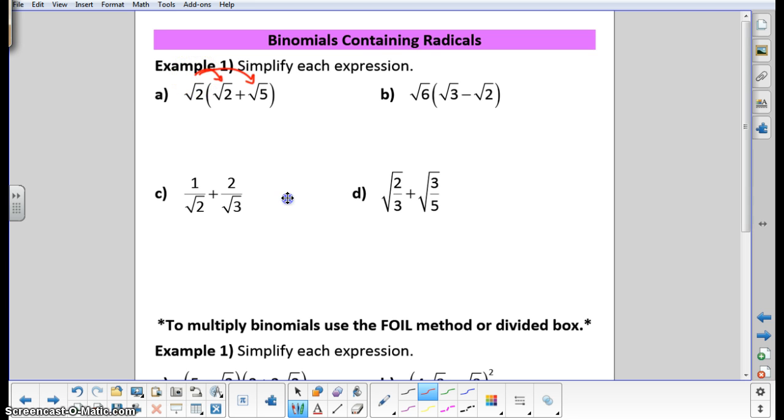You just distribute. So root 2 times root 2 plus root 2 times root 5 is our first step. Root 2 times root 2 is just 2 plus, and when you have a root times a root, you can combine those under the same root. So our answer is 2 plus root 10.